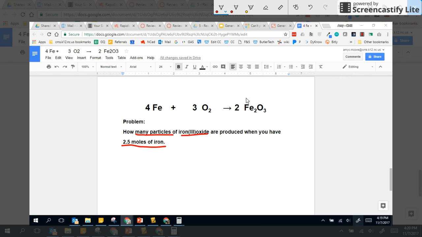So we start by doing the very beginning steps, which is labeling what we have and what we don't have. So the 2.5 moles of iron go up here. So we're going to go up there and we're going to label 2.5 moles of iron. And then we're going to go over to the iron oxide and we're going to put X, but this time we're going to put particles. Okay, and it's important to put particles because we have particles this time.